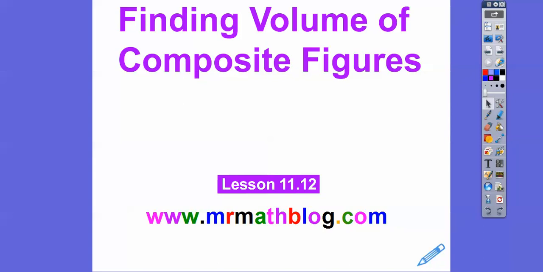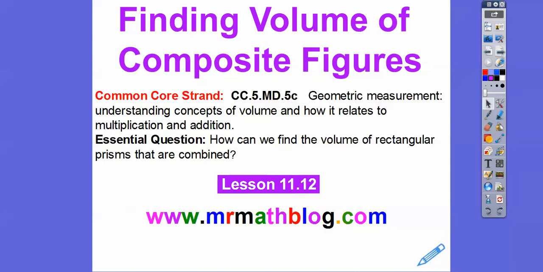This lesson, we're going to find volume of composite figures. So we found volumes of prisms by doing length times width times height, and here we're going to combine some prisms together. So I'll show you here in just a second. Here's our Common Core strand, pretty much the same thing we've been doing this whole unit. Our question is, how can we find the volume of rectangular prisms that are combined?